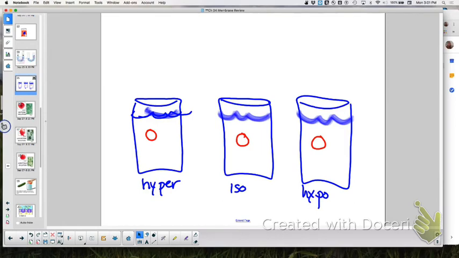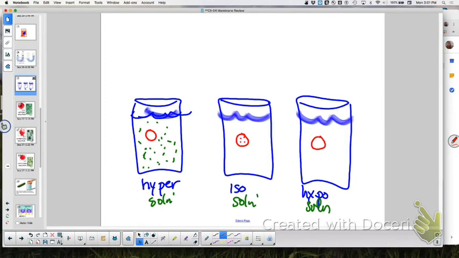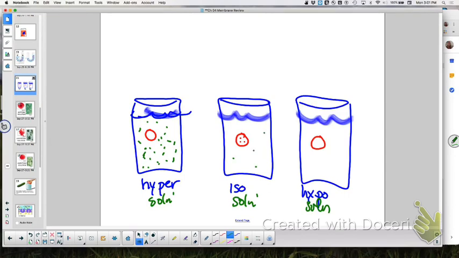If the solution around it was hyper, do I need to put stuff in here or no? No. It's a hypertonic solution. Solution, not cell, but solution. What does hypertonic mean? There's a lot. So this one would have a lot of stuff in it. If this one is isotonic, does that mean nothing in it? No, because this red blood cell has stuff in it, right? So I need something to be about the same, yes? And if this one is hypotonic, do I need to put anything into it?